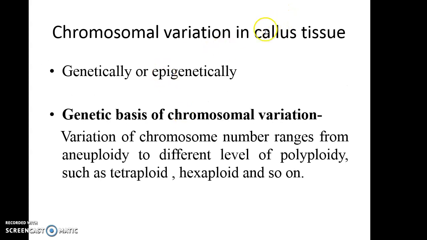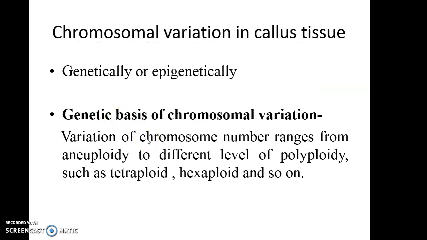Then chromosomal variation in callus tissue. Chromosomal variations are generated in the callus tissue. That's why direct organogenesis or direct embryogenesis is preferred. This variation can introduce new species in the environment. This chromosomal variation can happen genetically or epigenetically in the callus tissue. Epigenetic means the external environment around the callus tissue, and the genetic basis is due to endoreduplication.